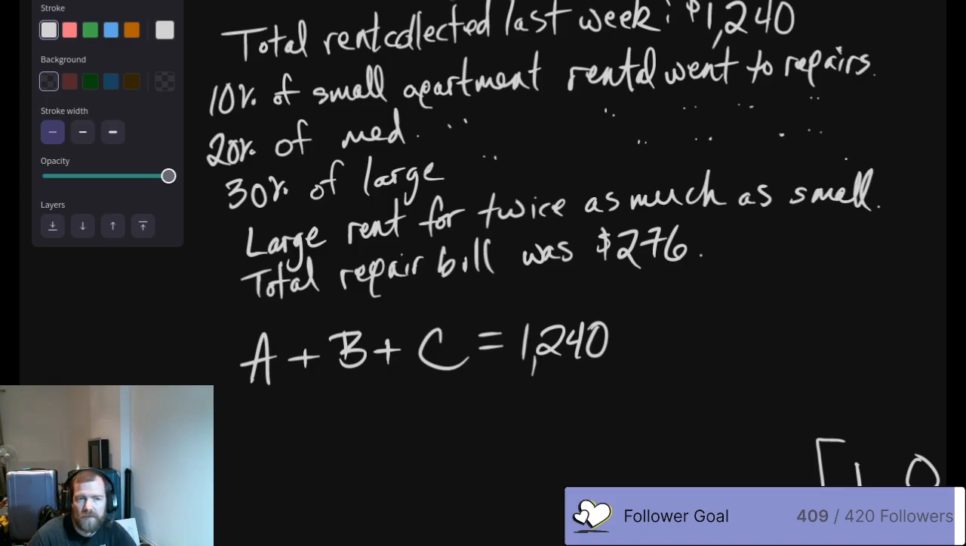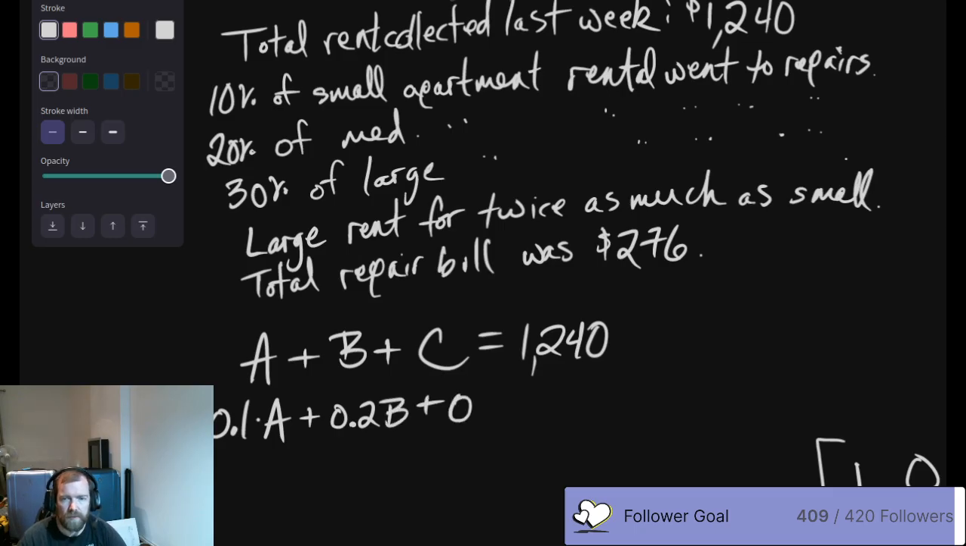Okay. So this is saying that 10% of the small apartment rent went to repairs. So this is going to be 0.1 times our A, the amount of money that was coming in from the A apartments, plus 20%, 0.2 from B, plus 0.3, 30% from C, got us to the repair bill of $276. Seems awfully low.